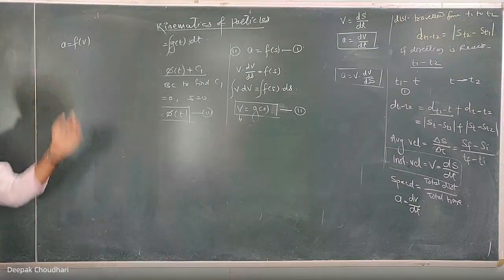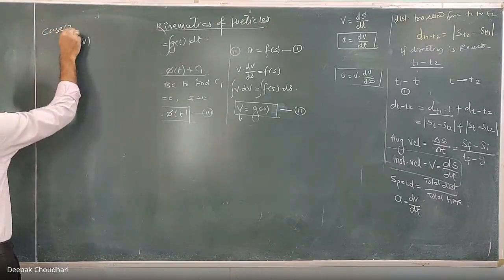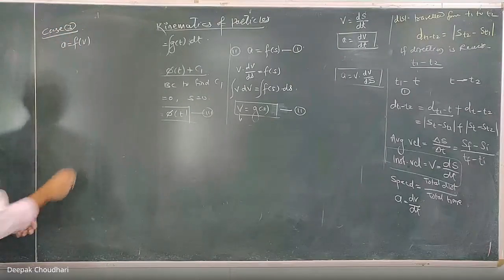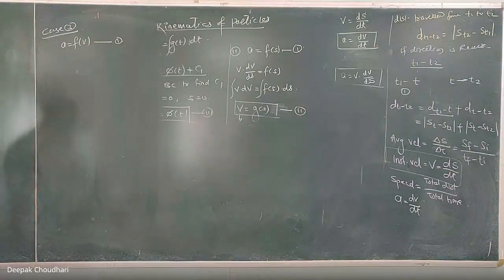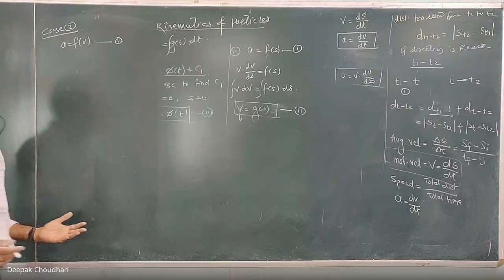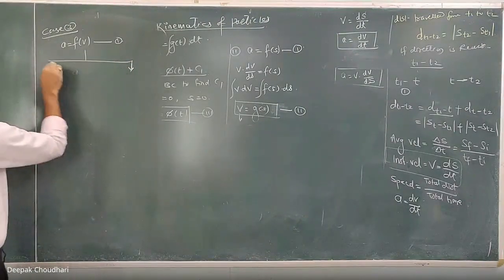Now, when acceleration is a function of velocity, third case, this is case 3. When acceleration is a function of velocity, this is equation number 1. Now, from this one, how to get the other equation? The procedure is the same. Now, when the acceleration is a function of velocity, you can solve it by using two different ways.